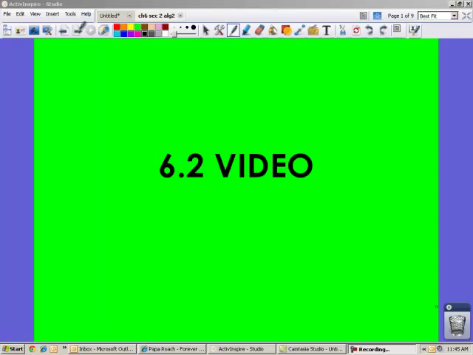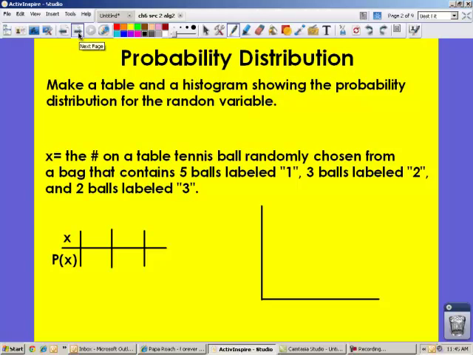Alright, section 2 video, we're going to talk about probability distributions. And what that is basically, making a table or a histogram, or both, showing the probability distribution for a random variable. We're going to let x equal the number on a table tennis ball randomly chosen from a bag that contains 5 balls labeled 1, 3 balls labeled 2, and 2 balls labeled 3.